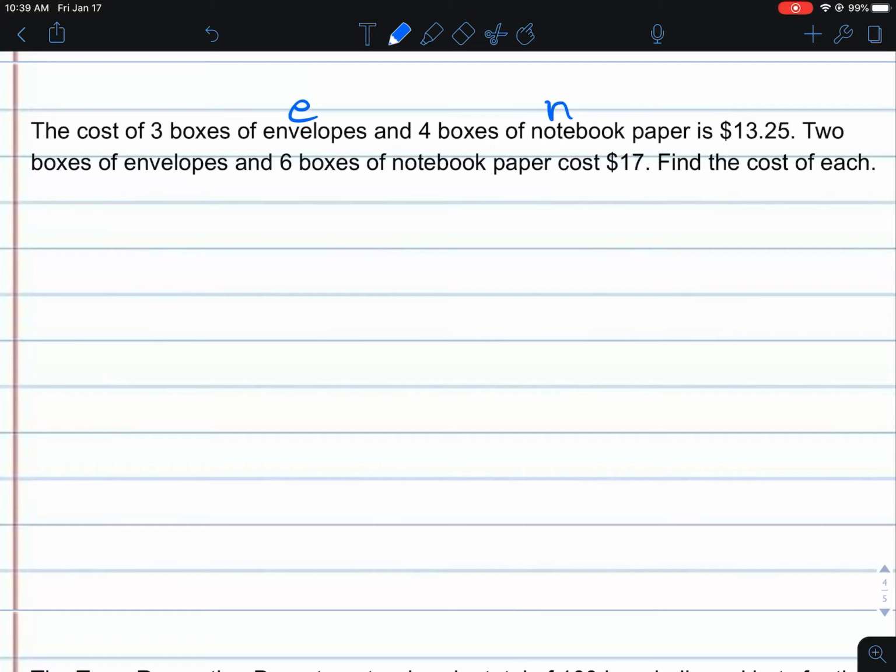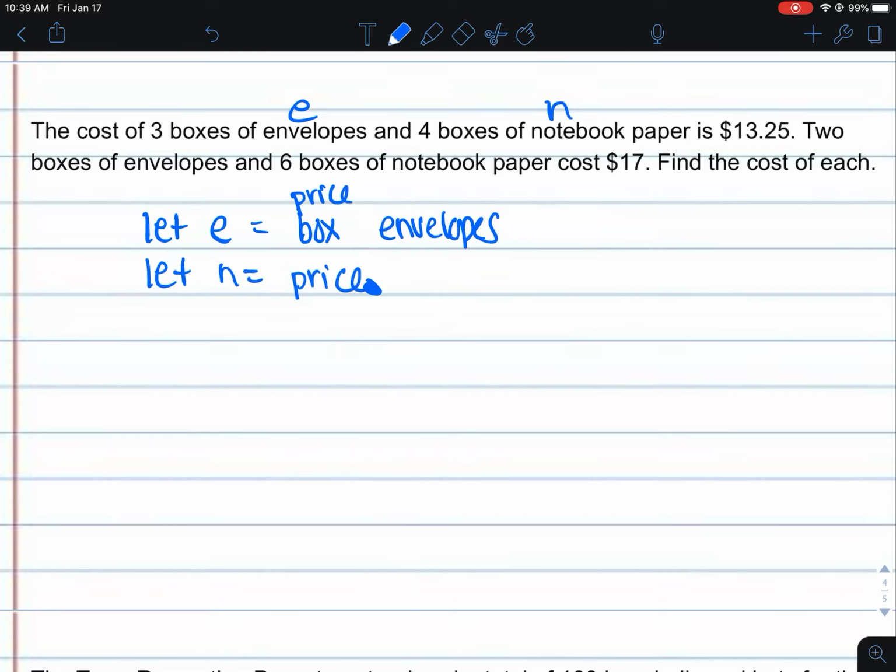Okay, so let E equal the price of the box of envelopes, and then let N equal the price for one box of notebook paper. So those are your two variables.